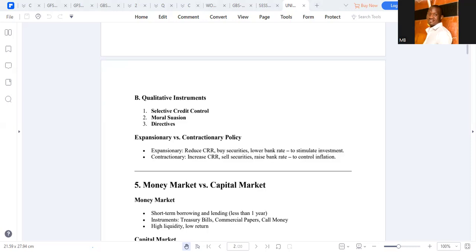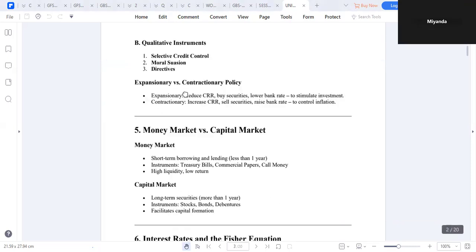Contractionary, you're constricting, you're controlling inflation by reducing money supply. So what are the contractionary tools? Increasing reserve ratios, selling securities, and raising the bank rate. Those are part of the contractionary policy. Okay, are we together? Is that clear? Yes.